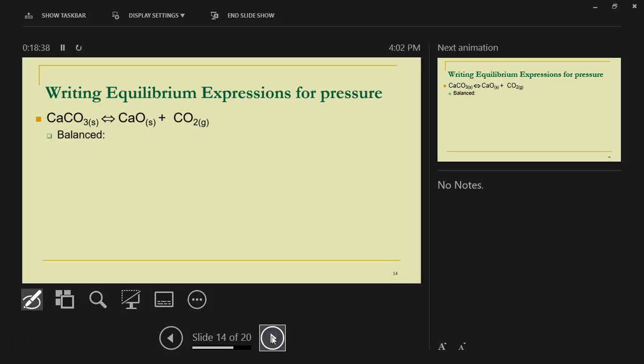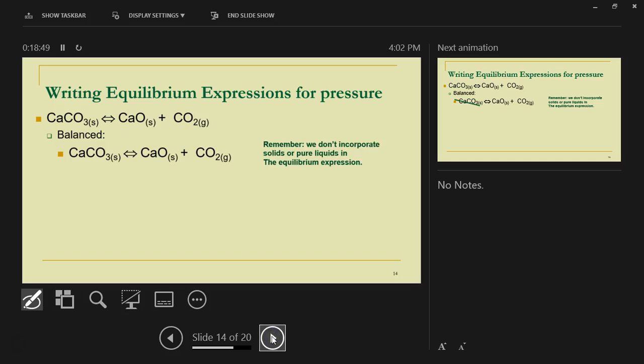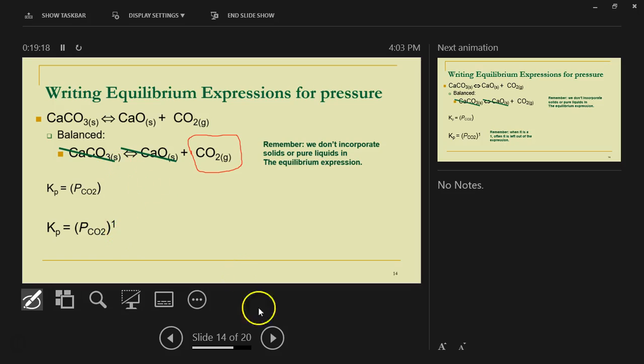Hopefully you noticed that the equation was already balanced. There were no coefficients needed. And hopefully you noticed that there were solids in this equation, and we don't incorporate solids in any equation, and they definitely can't end up in an equation for pressure. Then you are going to write your equation. The equation ends up being only this one component. It is a product, so it is the partial pressure of your carbon dioxide gas raised to the power of the coefficient, which is a 1, and generally we don't write the 1s.